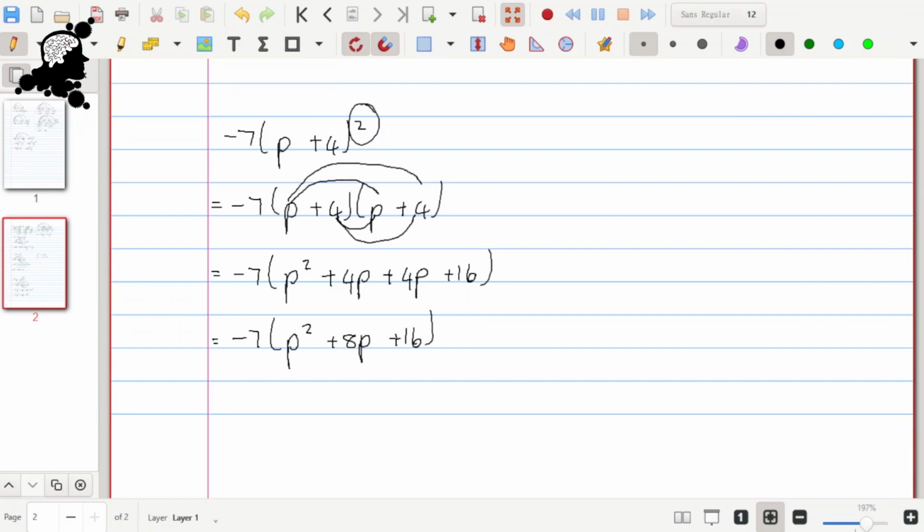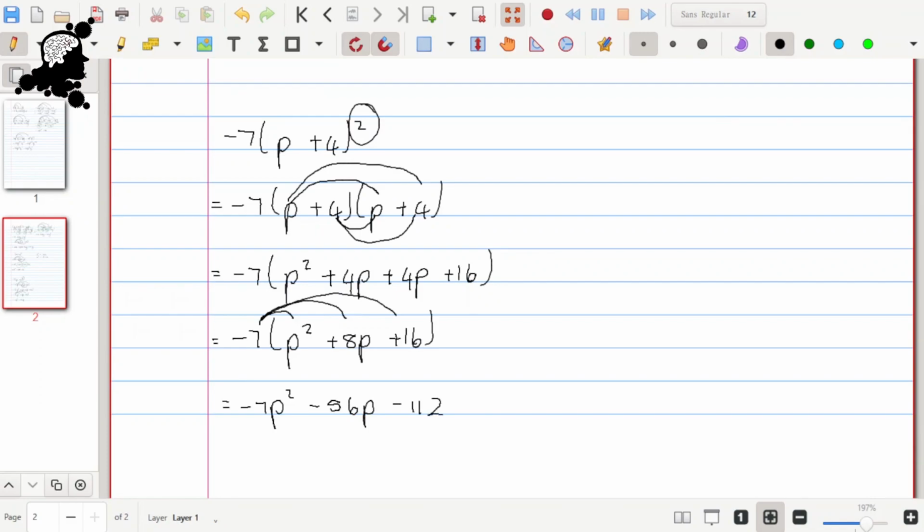What we can now do is multiply in the negative 7 the same way we were doing initially when we were multiplying a monomial and a binomial. So let's have a look at this. This is going to be minus 7p squared, because we're saying minus 7 times p squared. Then minus 7 times 8p, that's negative 56p. Then minus 16 times 7, that's going to be negative 112.